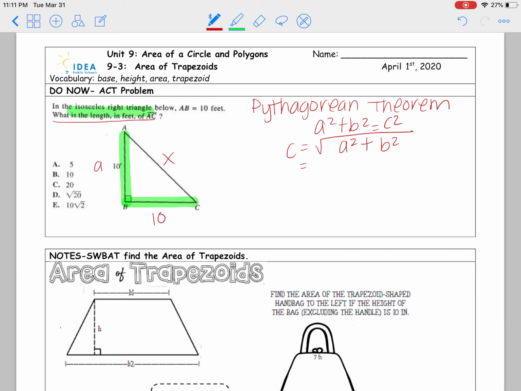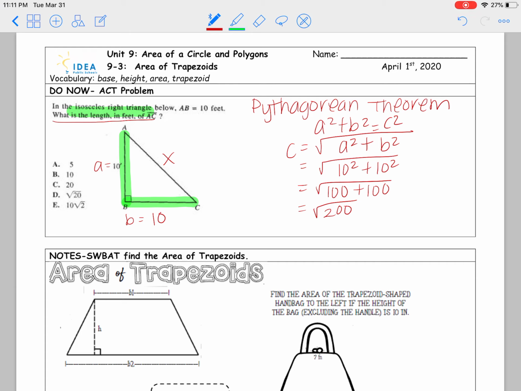Let a be 10 and b be 10. So we have 10 squared plus 10 squared. 10 squared gives me 100, and 10 squared gives me 100. So 100 plus 100 is 200 under the square root. We notice that that does not match our answers, and that is because we need to simplify a radical expression.